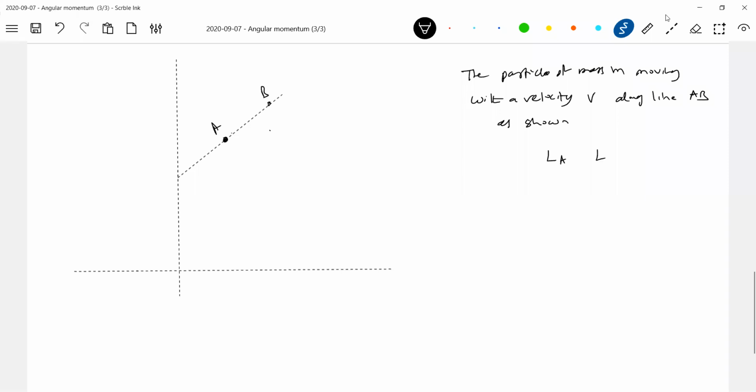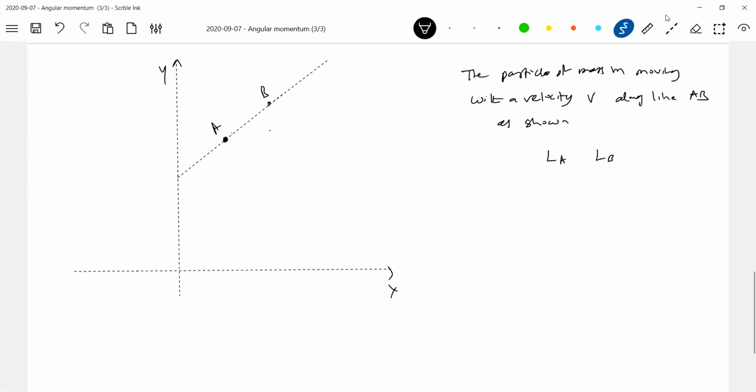At A and B, how are they related? It's a straight line making some angle theta. This line you can extend. The particle is just moving with a constant velocity along the line AB. Then what is the angular momentum of the particle at A and at B?